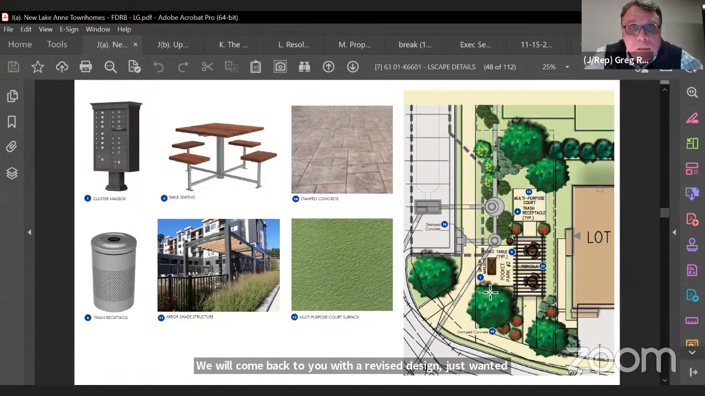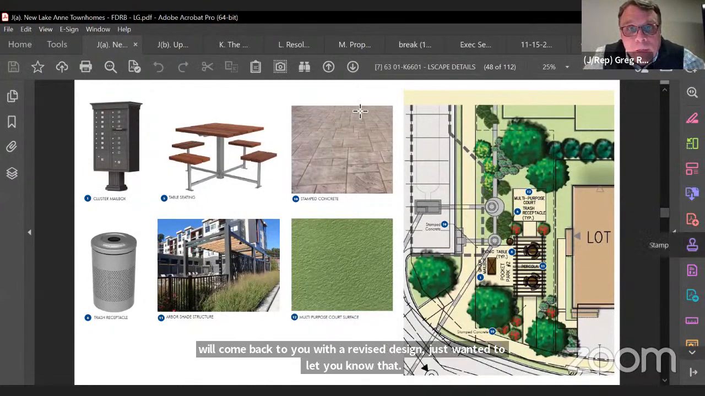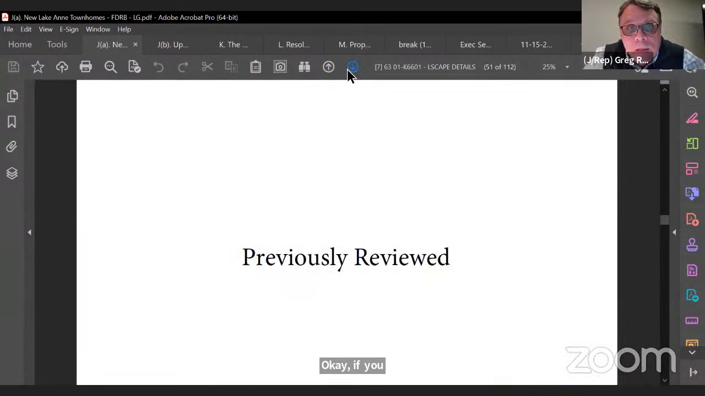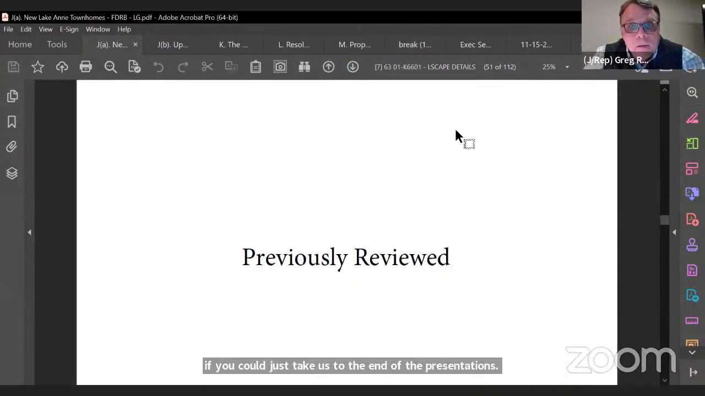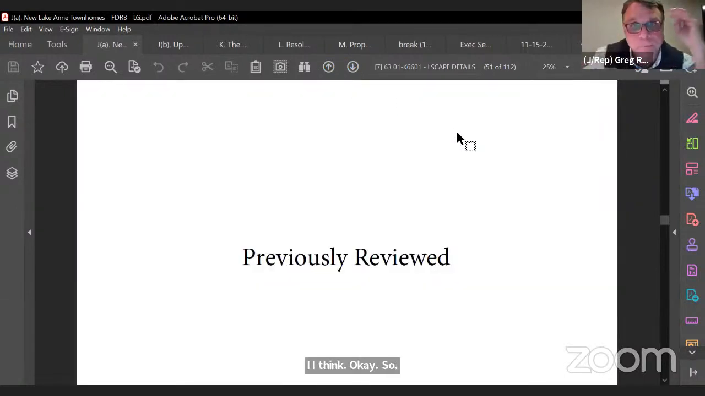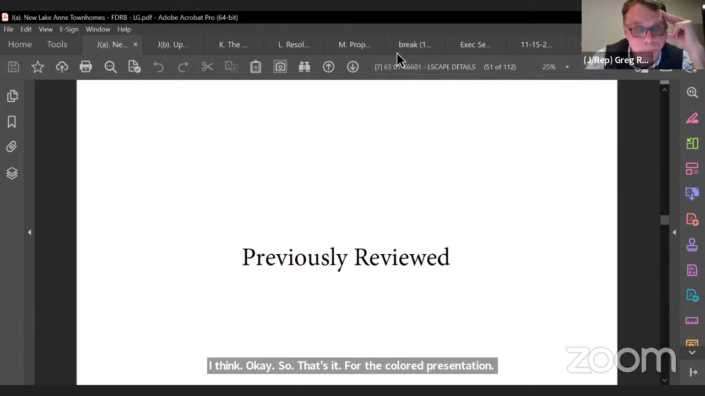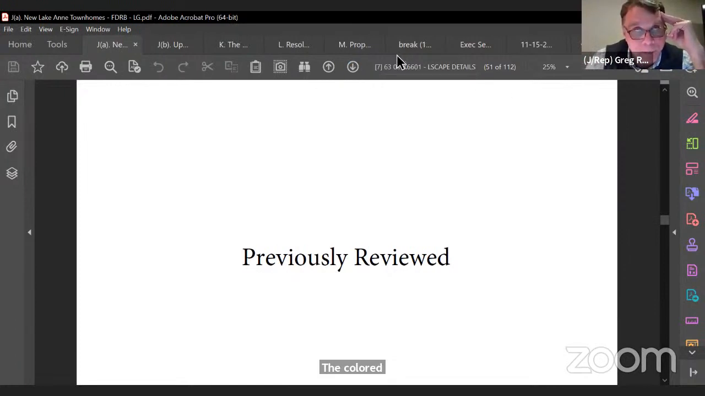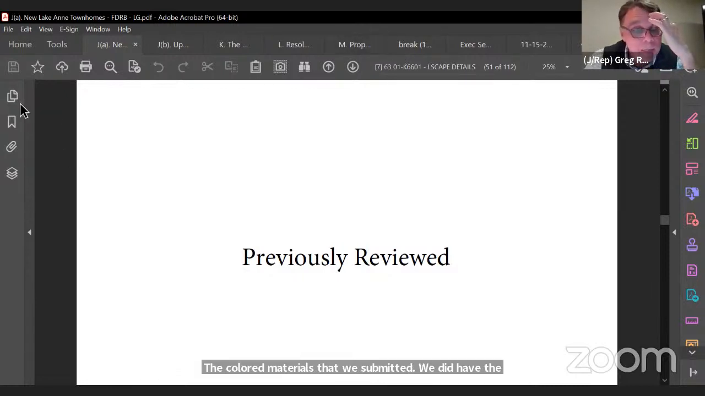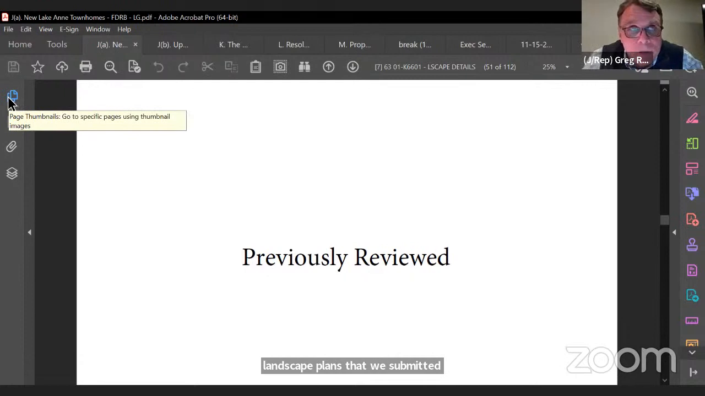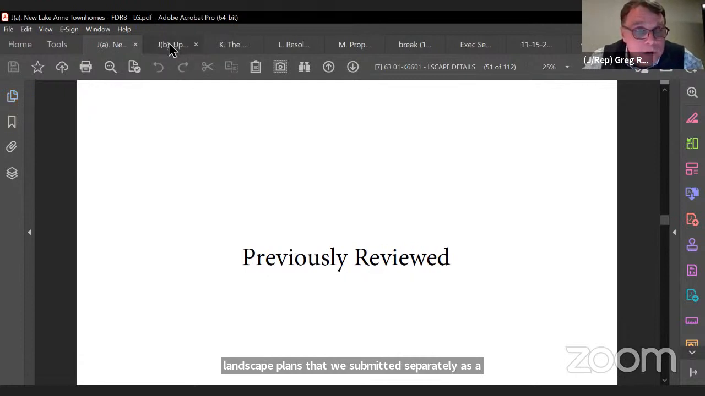Okay, if you could just take us to the end of the presentations. So that's it for the colored materials that we submitted. We did have the landscape plans that we submitted separately as a separate document, and those are what's intended to go in for our second submission on the site plan.